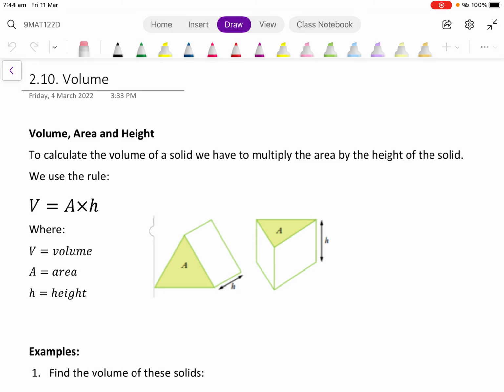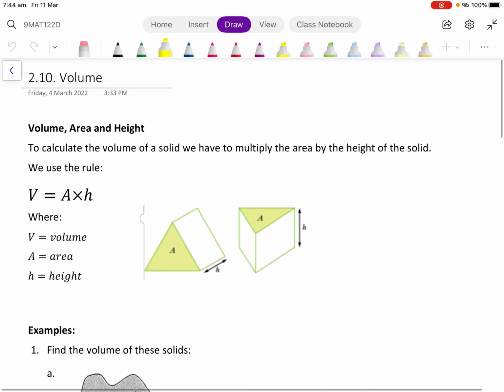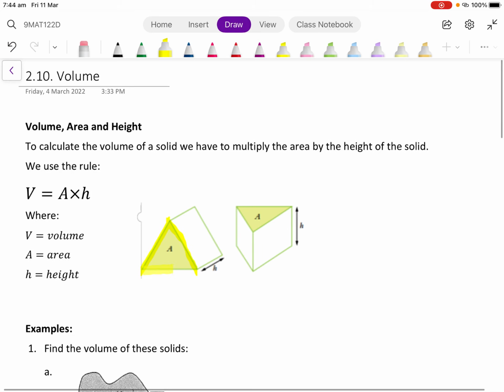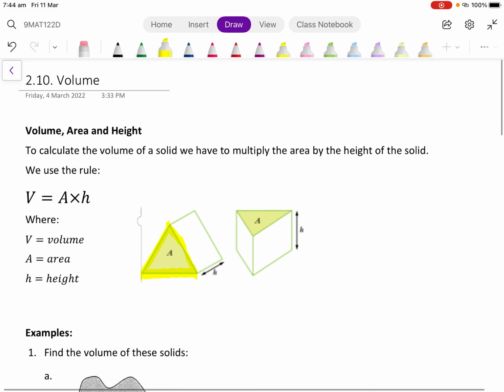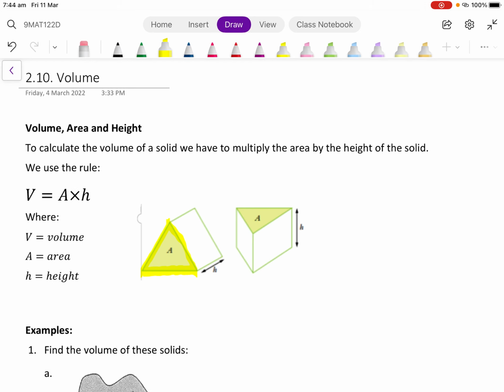So we use the area of the base or the area of the unusual shape, such as here we have our triangle is our area that we have been given. So pretty much anything that is not a rectangle, we use that as our area of our base. So we use the rule V equals A times H when we are finding the volume of a solid.